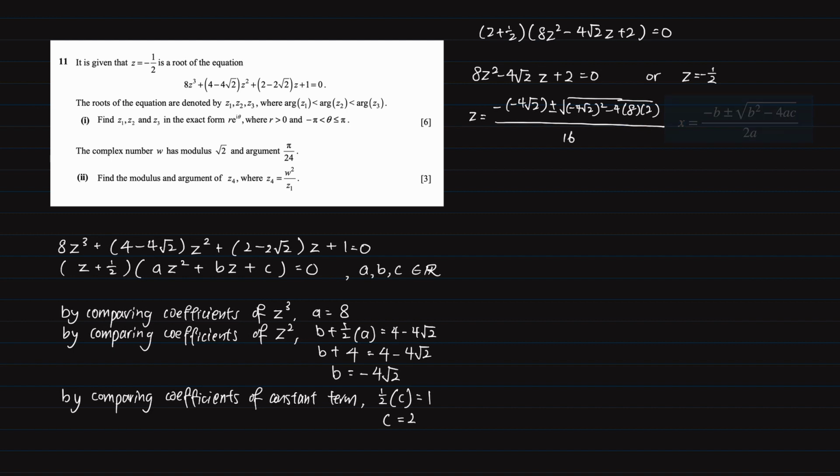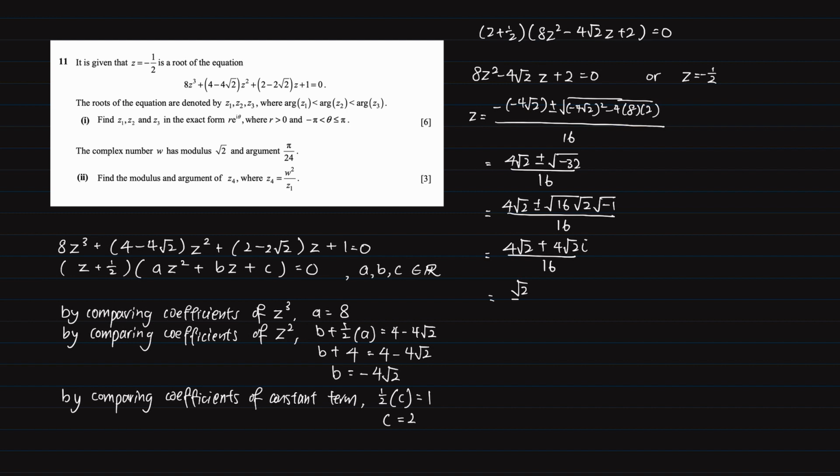Now simplifying, we will have 4 square root 2 plus minus the square root of minus 32, over 16. Let's try to simplify this further. This will equal 4 square root 2 plus minus the square root of 16 square root 2 multiplied by the square root of minus 1. The square root of minus 1 will be denoted by i. In the following step, we will have 4 square root 2 plus minus 4 square root 2 i over 16. And simplifying, we will have square root 2 over 4 plus minus square root 2 over 4 i.